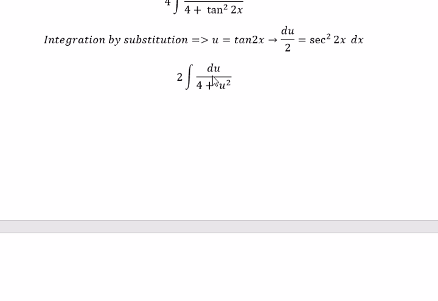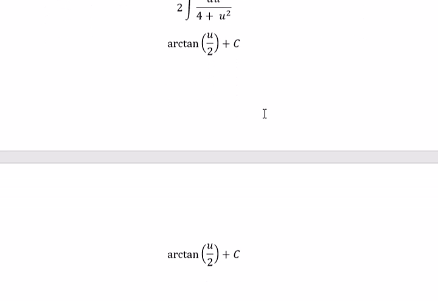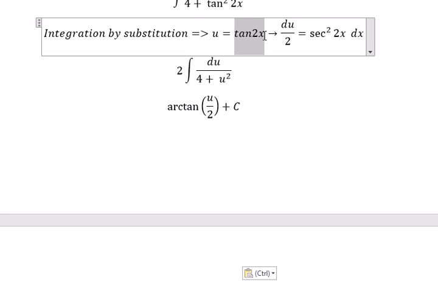And now we can get the final answer of this one. The integral of du over 4 plus u square, you get 2 multiplied with 1 over 2. We have arctan of u over 2 plus c. This one we can simplify. And now about u, that's tan 2s. And that's the final answer.